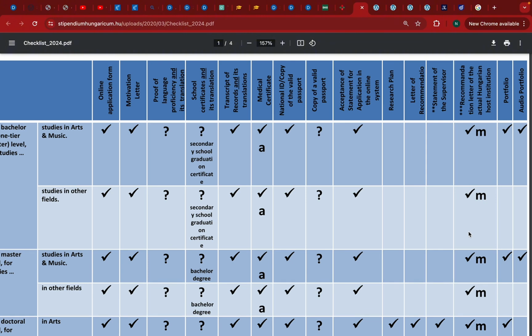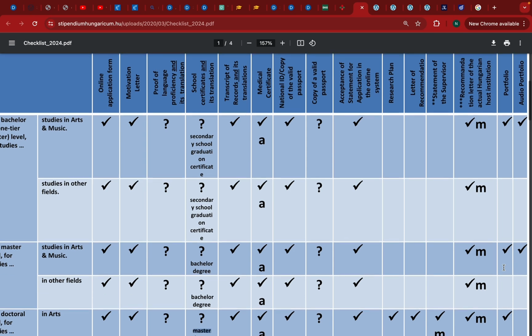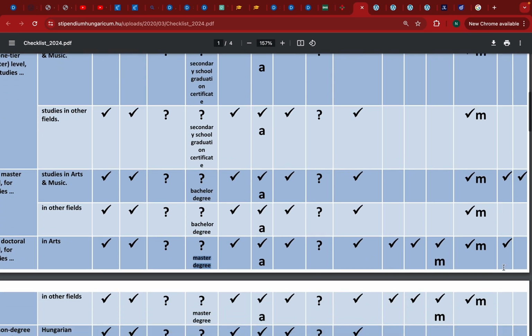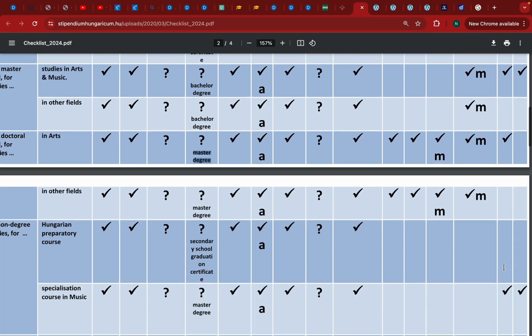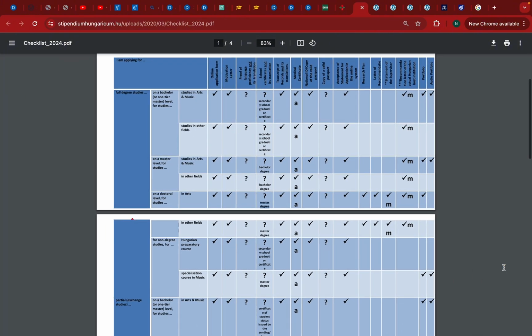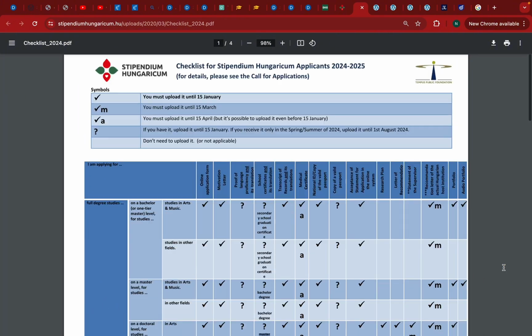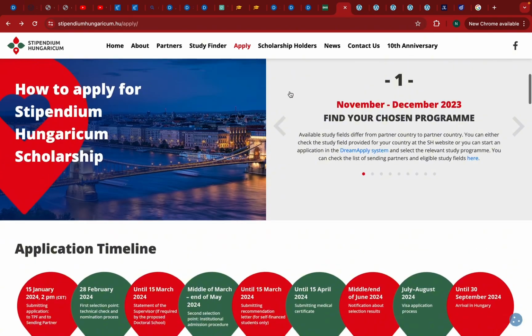Now, the next one with the symbol with an M is not applicable for scholarship applicants. It's only applicable to self-financing students and fee-paying students. The last thing on the checklist is portfolio and audio portfolio, and this one is only for those who are going to study in arts and music at all levels. So if you're going to study art and music at bachelor's level, master's level, or doctoral level, you need this document.